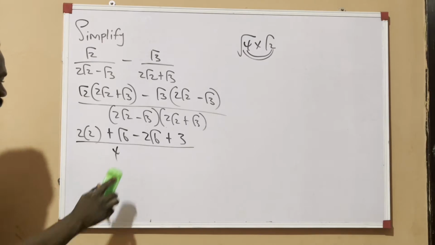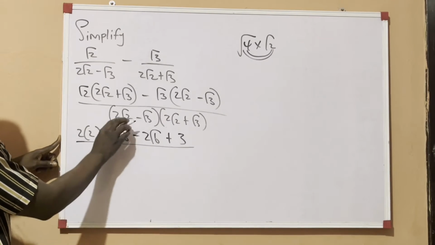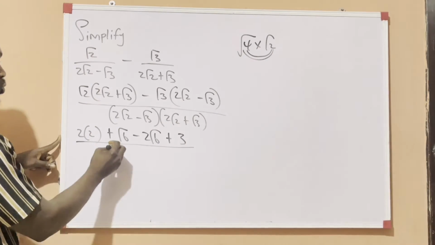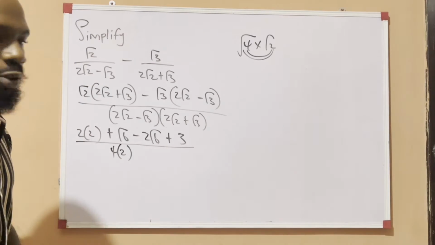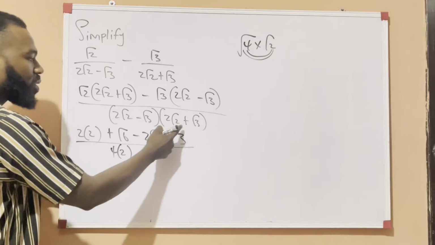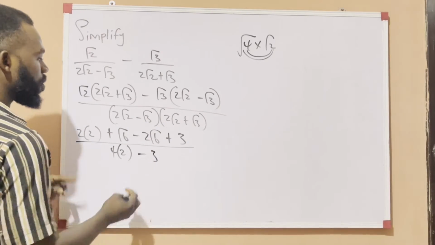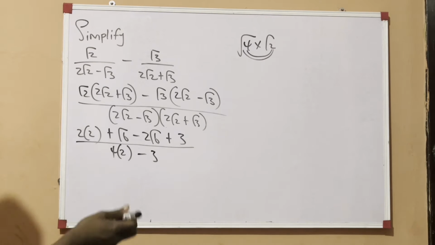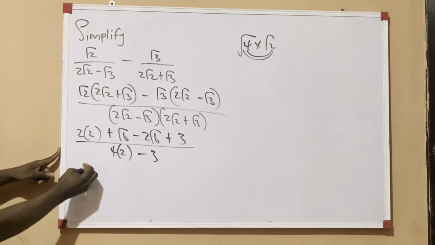Okay, let me write this back up. Now 2 times 2 gives us 4. Root 2 times root 2 gives us 2, because root 2 times root 2 is root 4, and the square root of 4 is 2. Now, minus times plus gives us minus, and root 3 times root 3 gives us 3. It is as simple as this. Are you with me? Now let's go. 2 times 2, the bracket next times.